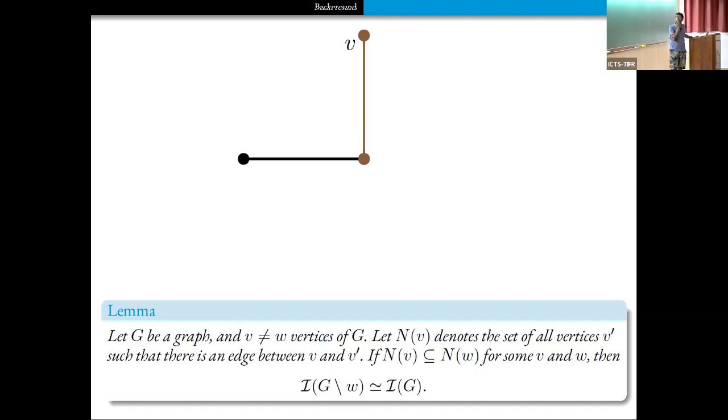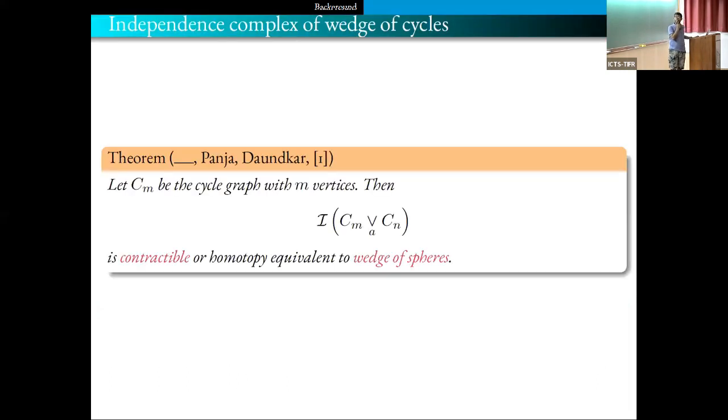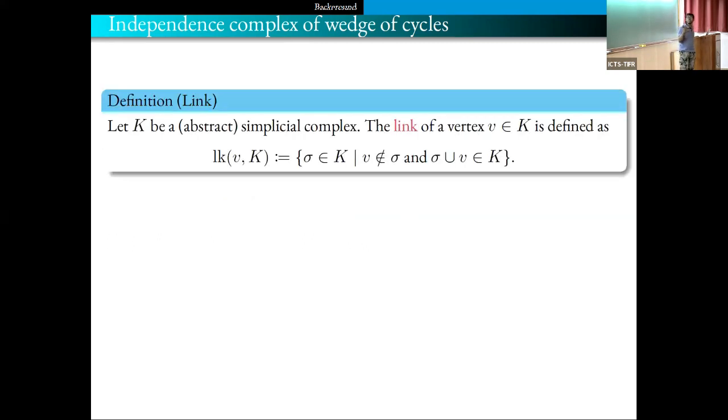Okay. Now what about cycles? Wedge of cycles. It says that it's either contractible, that is, a point, or it's a wedge of spheres. Okay. In order to show that, we need two concepts.